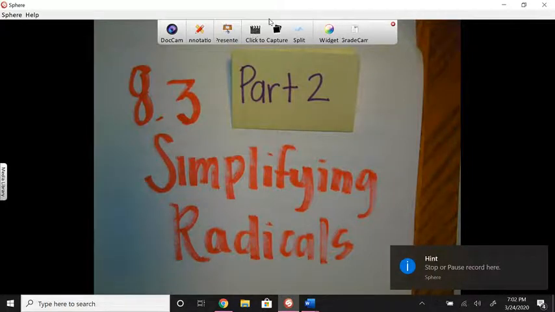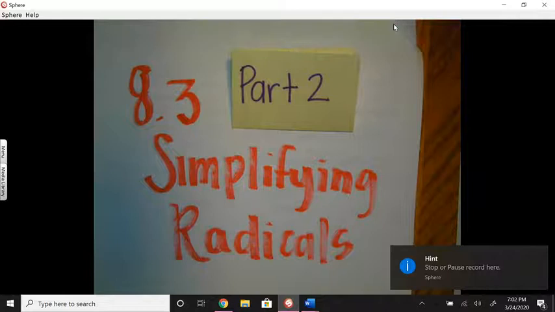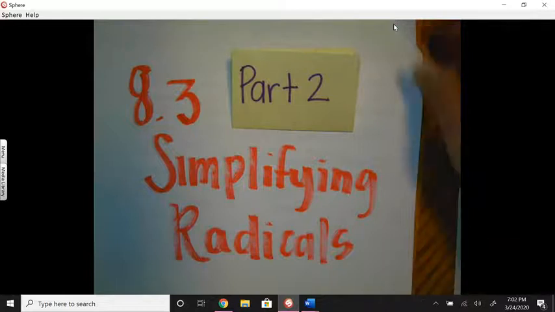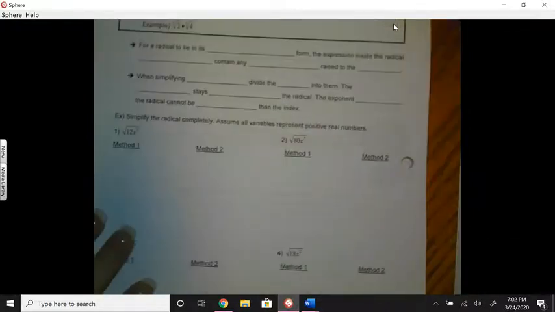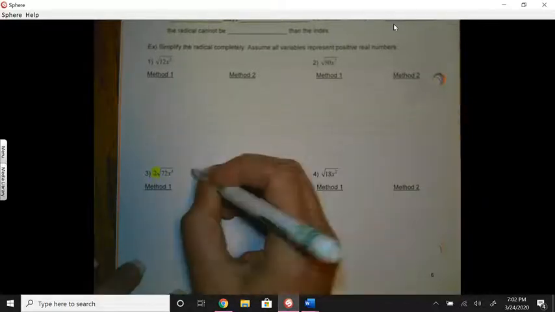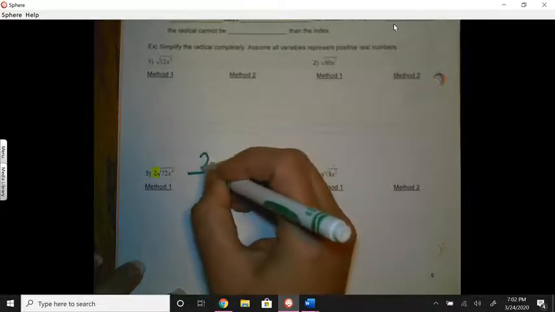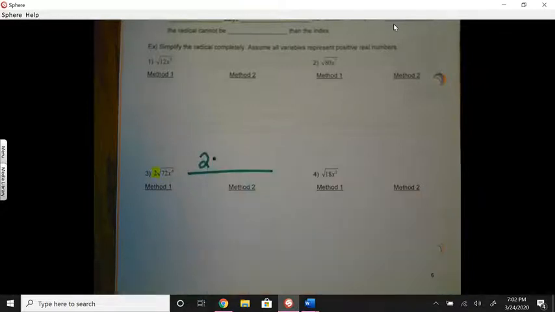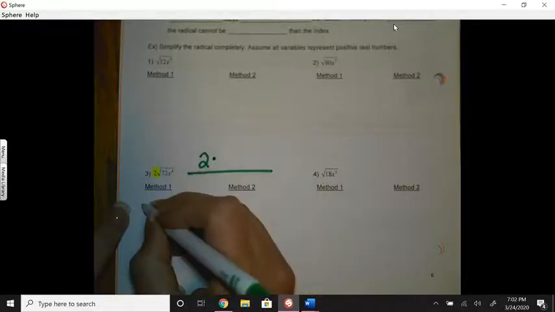This video will continue discussing how to simplify radicals. So if we take a look at example 3, we notice that there is already a 2 in front of the radical. So that means when we get our final answer, we have to make sure to multiply our answer by 2.